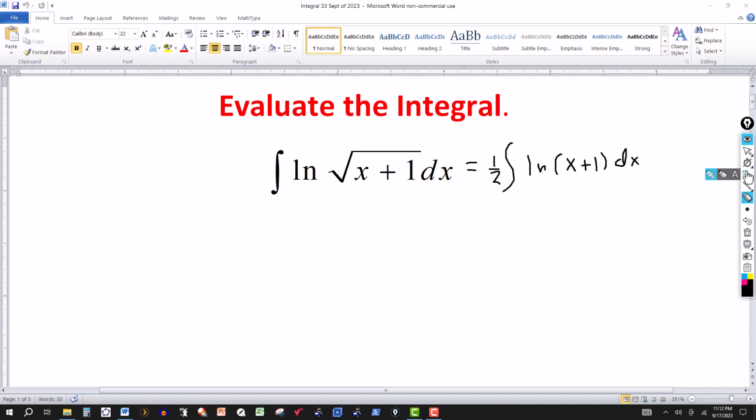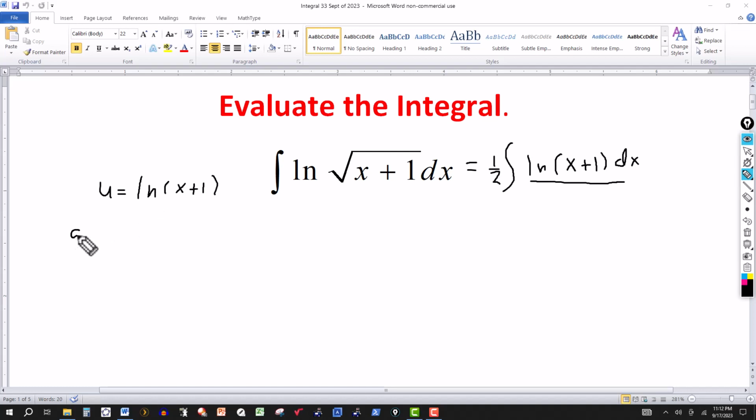Okay, so now, just looking at this part right here, I'm going to select my u, and of course, that's the part I'm going to differentiate, and then select my dv, and that's the one I'm going to integrate. So I'm going to differentiate the natural log because it's easy to do that. So I'm going to let u equal ln of x plus 1.